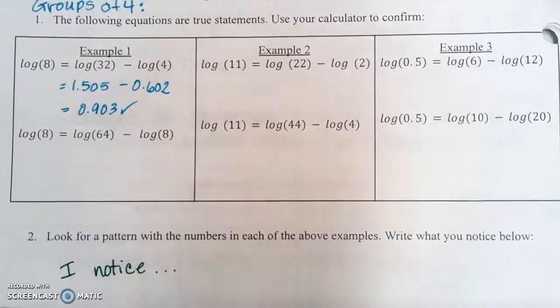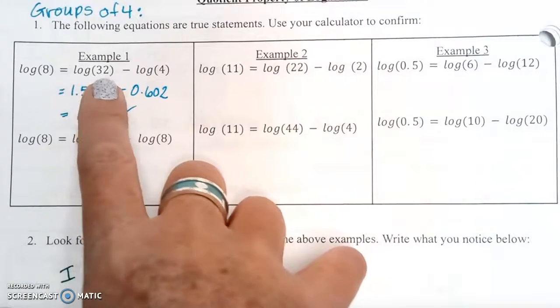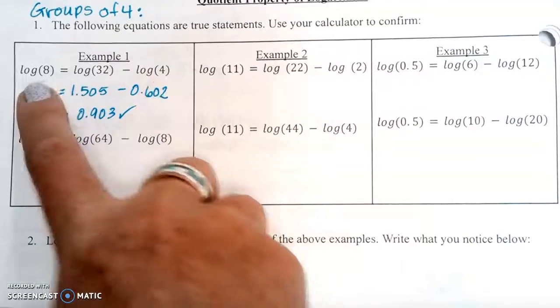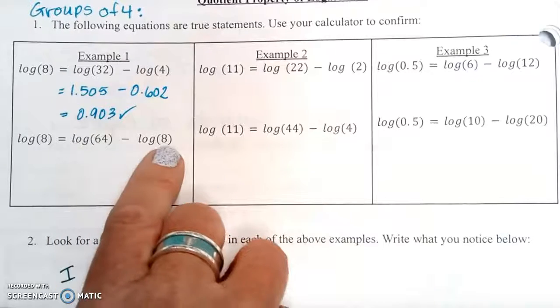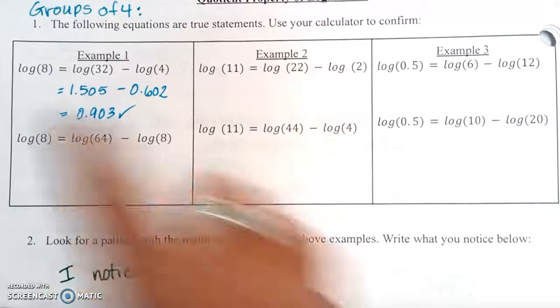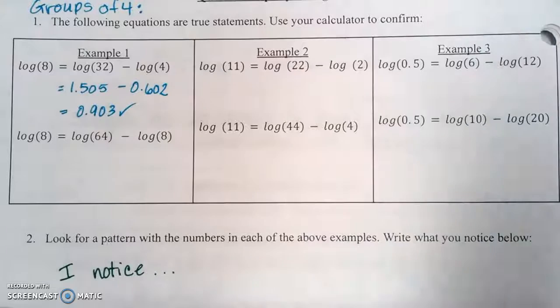So for question number 2, it says, look for a pattern with the numbers in each of the above examples. Write what you notice below. So you're going to start by writing, I notice. Who thinks they noticed the pattern on this side? Sam. The 2 logs on the right divide to make the log on the left. Yes. Okay. For instance, 32 divided by 4 is 8, and 64 divided by 8 is also 8. Okay, so you're going to say something about division over here.